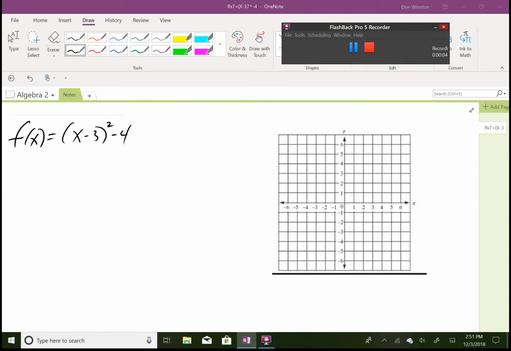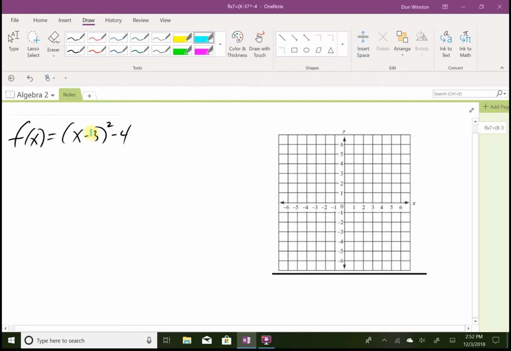Okay, this is a review of working with quadratic equations in vertex form. You'll find that what we learned right at the end of last trimester is going to be important as we look at 5 and move forward. But here I have an equation, a quadratic. It's in vertex form. f of x is equal to (x minus 3) squared minus 4.